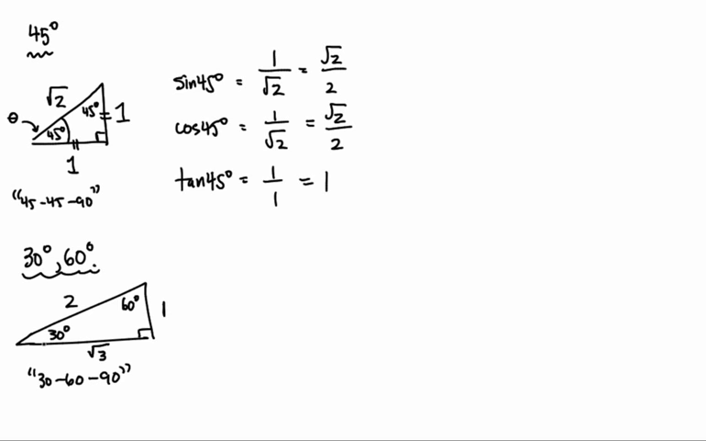So there is the 30, 60, 90 triangle, and now we can come up with what is sine of 30 degrees. And we can say, well, it's opposite over hypotenuse.